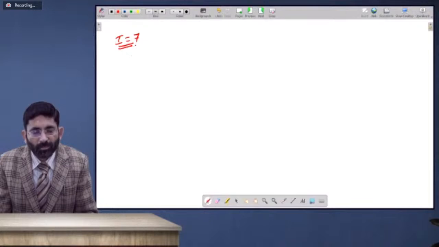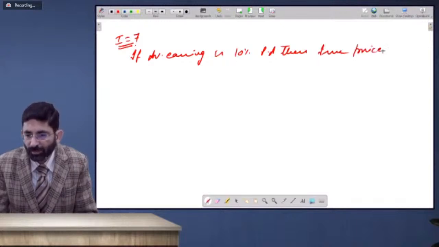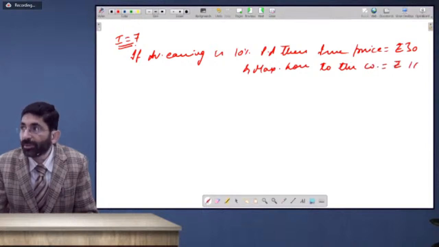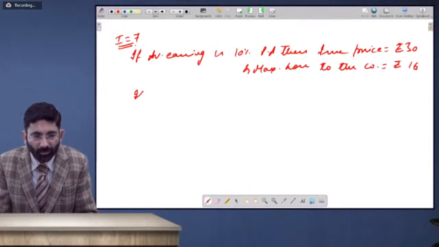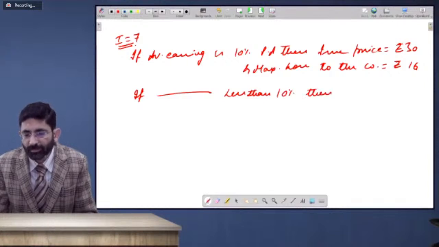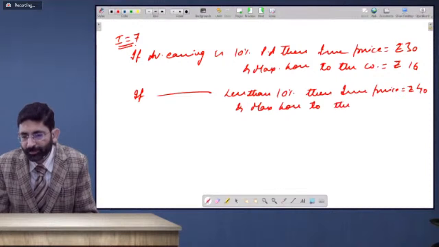So the condition is: if average earning is 10% per annum, then the issue price is rupees 30 and the maximum loss to the company is rupees 16. If average earning is less than 10%, then the issue price is rupees 40 and the maximum loss to the company is rupees 12. So that has been made clear.